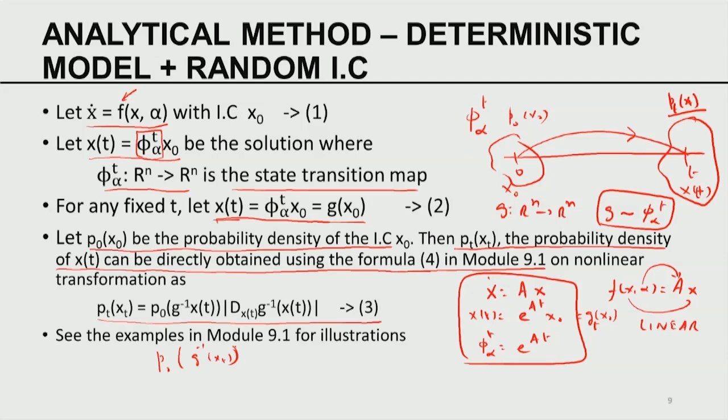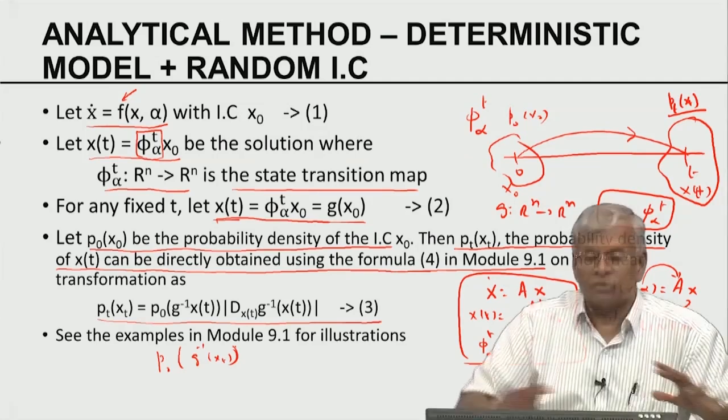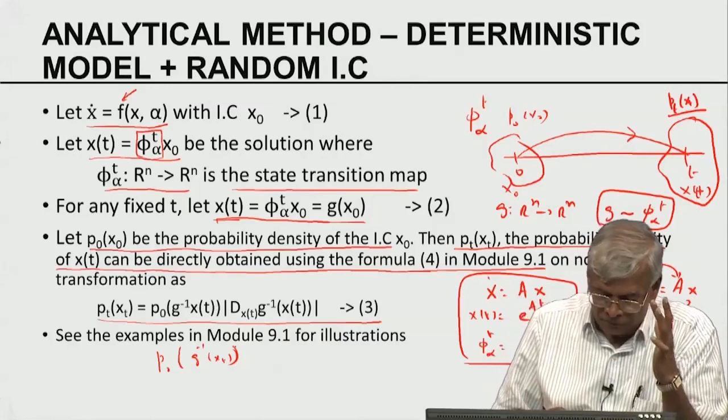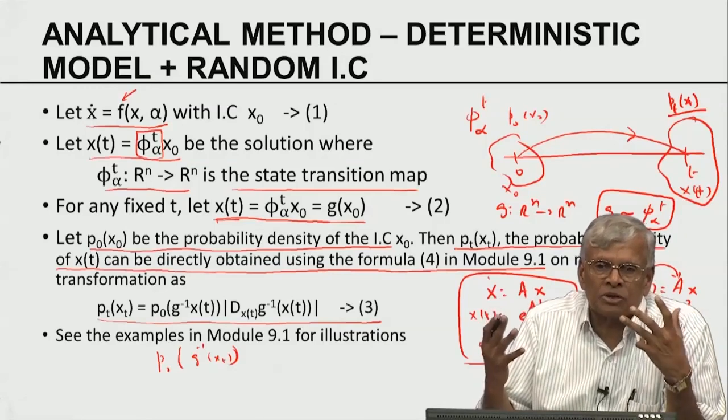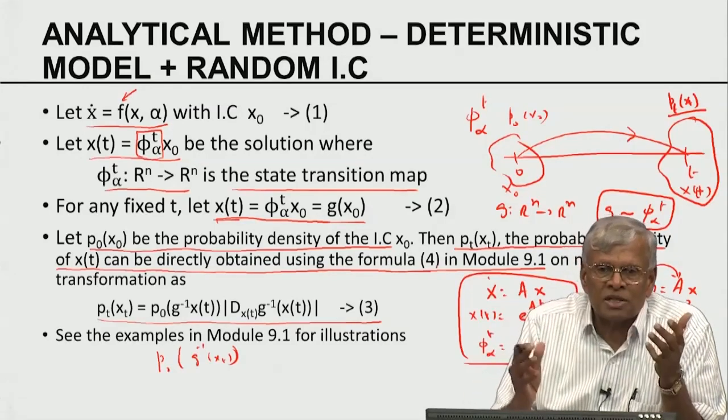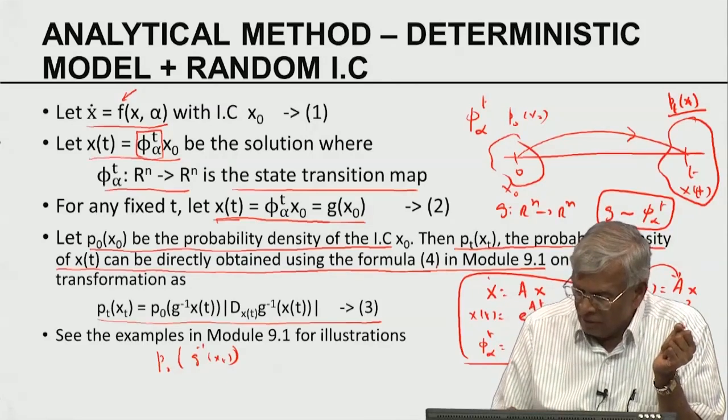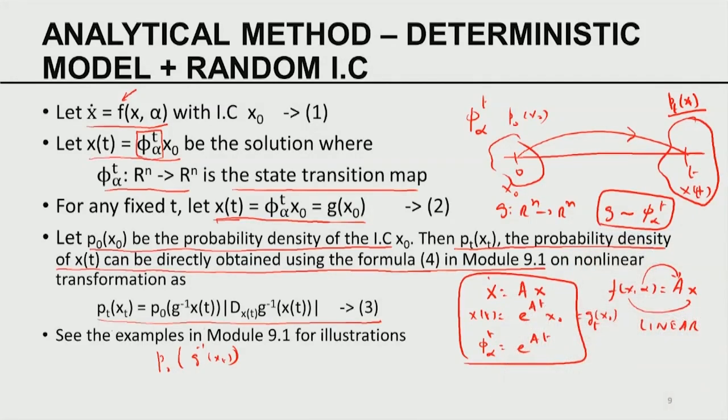Under mild conditions on the existence of solution, it can be shown. In fact, I am not proving this. This is already proved in several textbooks on probability theory. It is called transformation of random variables or transformation of random vectors. So, the formula 3 essentially captures what we want. So, if I know the initial distribution p naught of x naught, by doing an inverse transformation, so if x of t is equal to g of x naught, then x naught is equal to g inverse of x of t.